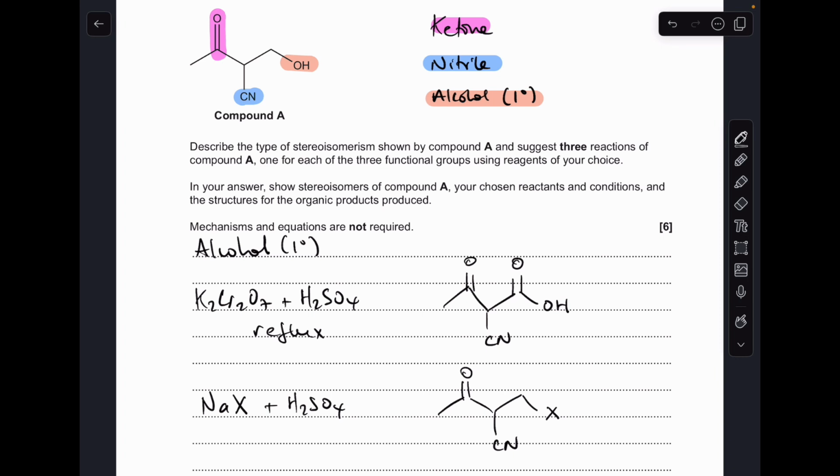Another reaction you could have gone for is the reaction of compound A with sodium halide and sulfuric acid. So I'm just representing the sodium halide as NaX. So what happens there is the alcohol OH is substituted for halide.